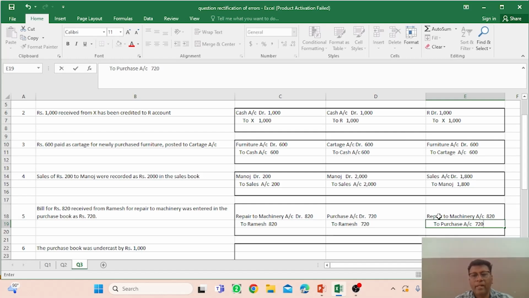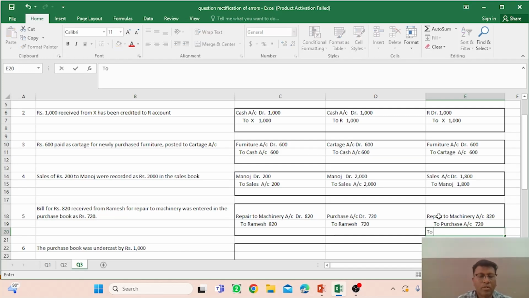Okay. And Ramesh was written 720 in place of 820. So exactly what is the difference? How much difference is there? There is a difference of rupees 800. So the Ramesh account was decreased by rupees 800, so you have to make it credit again.